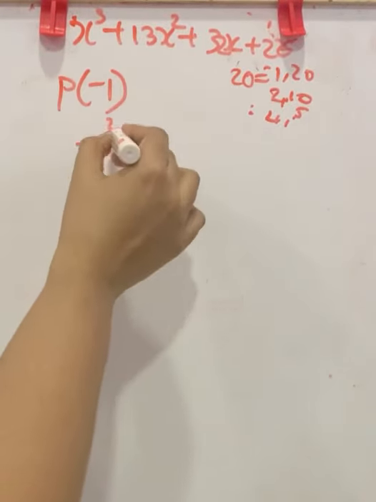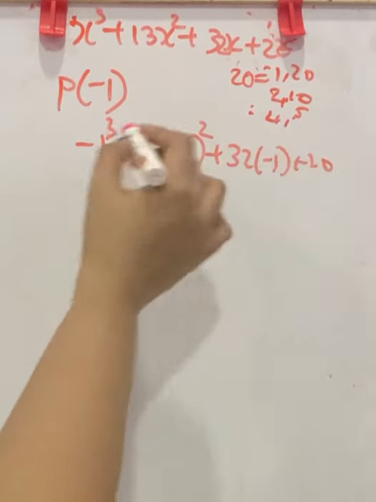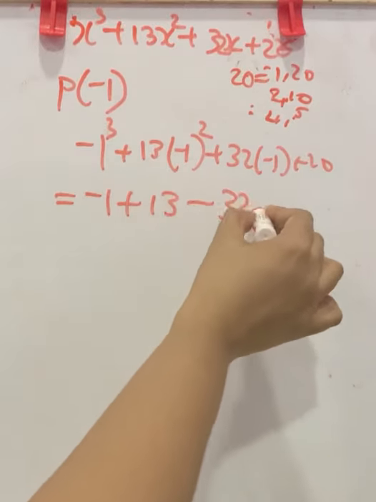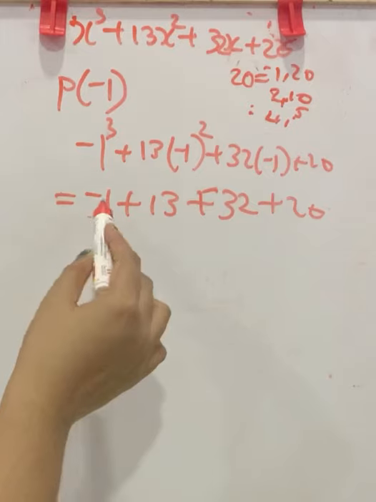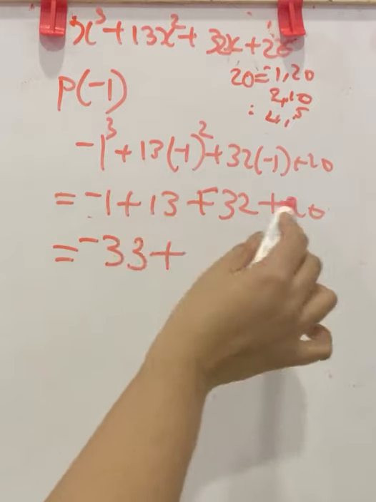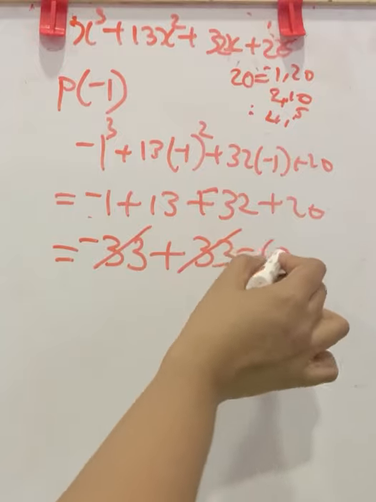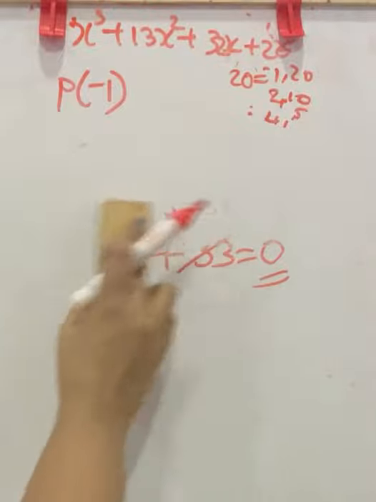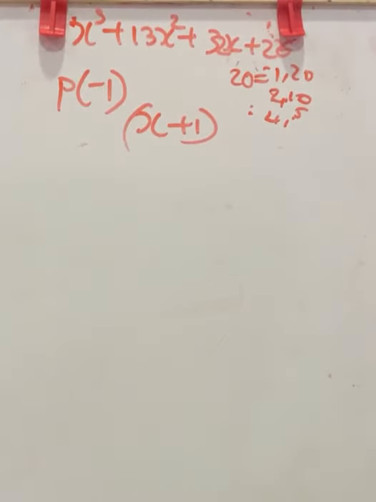Now this becomes minus 1 cube plus 13 into minus 1 square plus 32 into minus 1 plus 20. Minus 1 cube is minus 1. This becomes positive 13. This is minus 32 plus 20. Now all the negatives we can add. This minus 1 and minus 32, that is minus 33. Plus 13 plus 20 is plus 33. Here negative and positive, additive inverse, 0. Yes, p of minus 1 is 0. According to factor theorem, if p of minus 1 is 0, then x plus 1 is a factor.